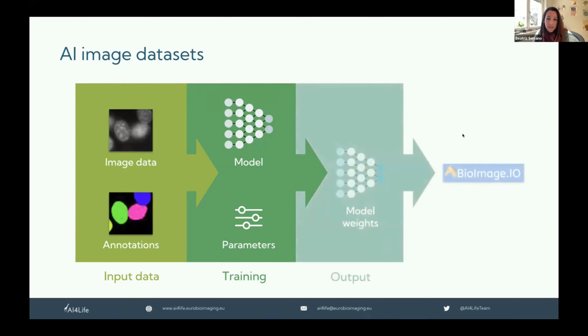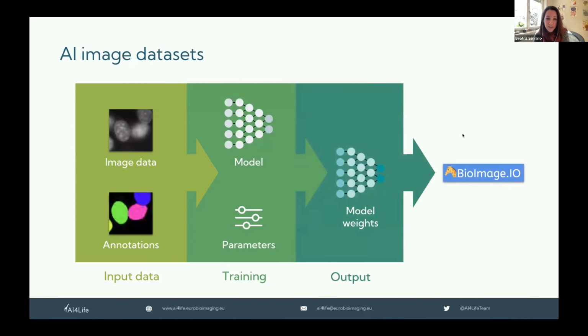Once trained, the model should be able to predict other unseen data as well. And that would mean that we will have in the end this architecture with the weights for the connections of these neurons, and that can be deposited in the BioImage Model Zoo that I mentioned before. So that would enable people to reuse that on similar data and have results quickly without so much trouble of needing to train from the beginning.